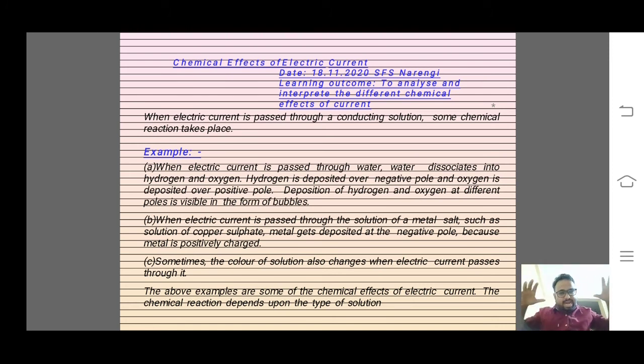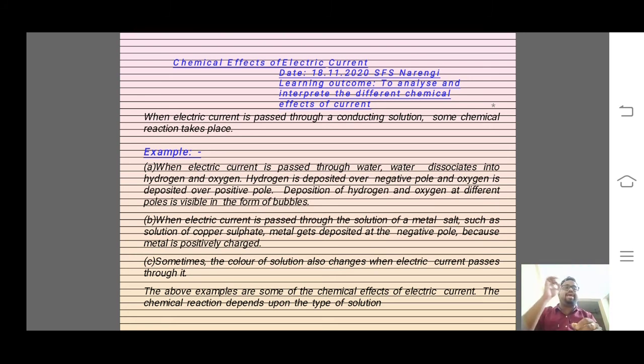Then again a current is passed through and it shows deflection in the magnetic compass. If the current passes through and it shows deflection in the magnetic compass, which means it is a magnetic effect of electric current. Did you get my point? So there are various effects of electric current: heating, magnetic, chemical. Now if I give you some effects, how will you identify? So for example, you see here.